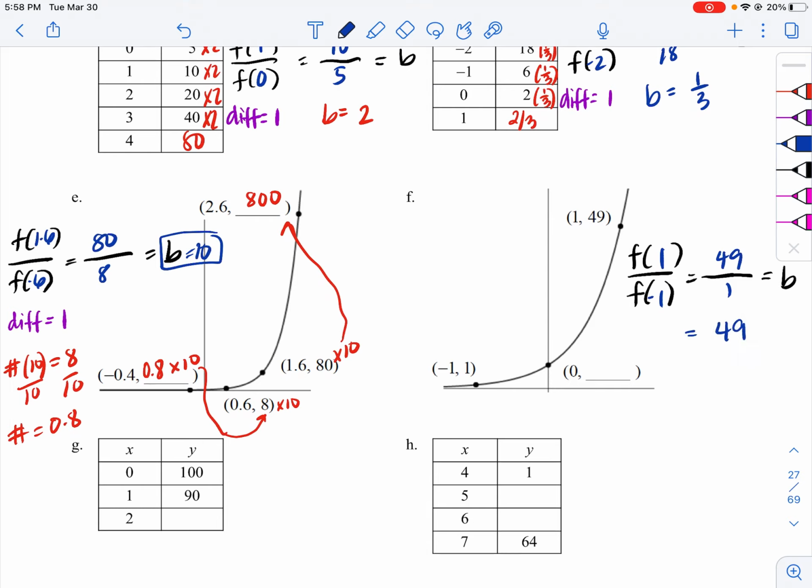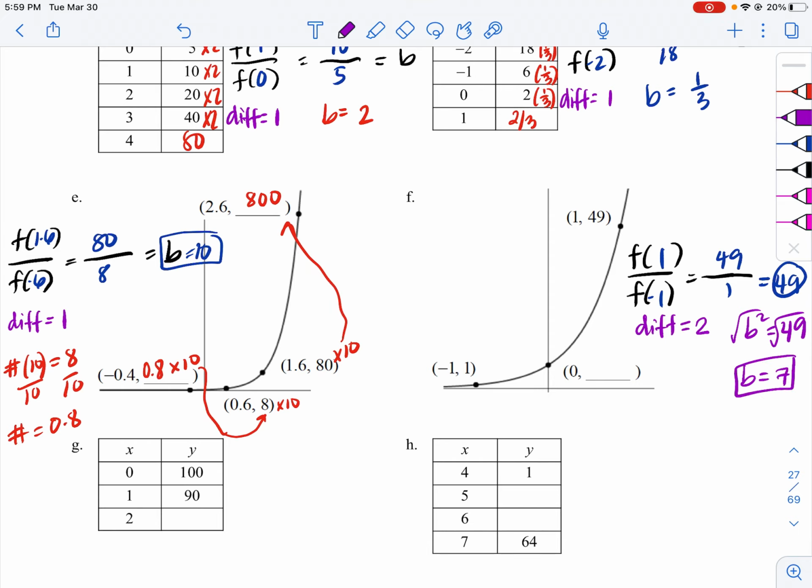So that is 49. Now the question is, what's the difference? Do we have a difference of 1 or a difference of 2? It looks like in this case we have a difference of 2, right? Because from -1 to 0, from 0 to 1, our x values are 2 units apart. So 49 is actually not our b, but our b squared. So square root on both sides, our b is equal to 7.